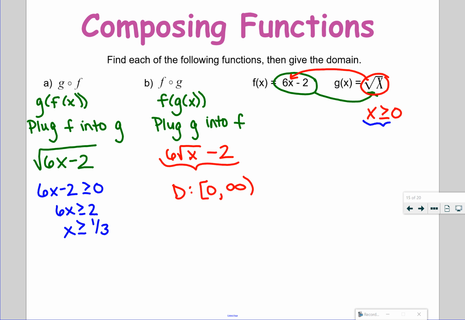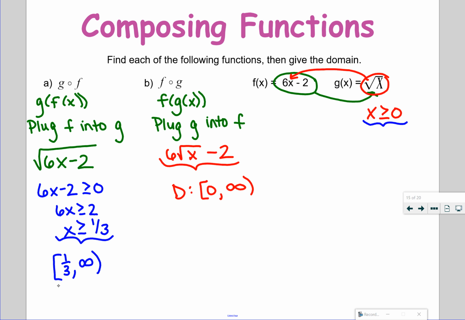And earlier we said my x's can only be greater than or equal to 0. So this creates additional restrictions on what we started with. And it's almost like the intersection of the two. Only 1/3 to infinity can be plugged in here. You can't plug in anything between 0 and 1/3. For example, like 0.1, if I plugged 0.1 in, 6 times 0.1 would give me 0.6 minus 2, which would be a negative number. So that would give me an error.